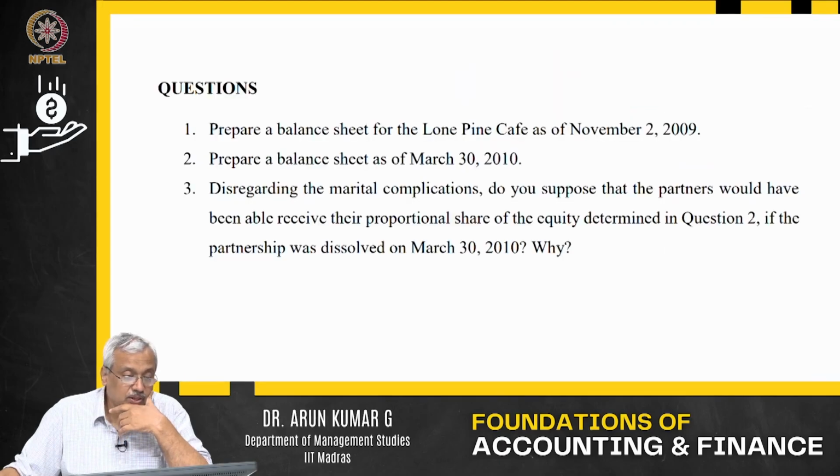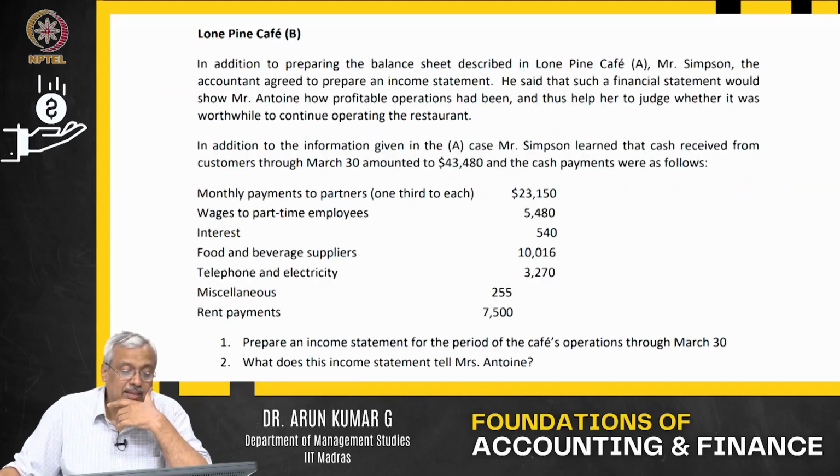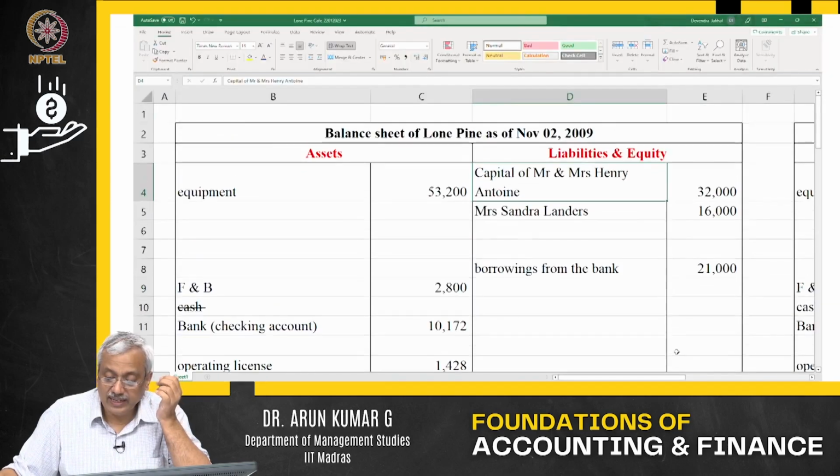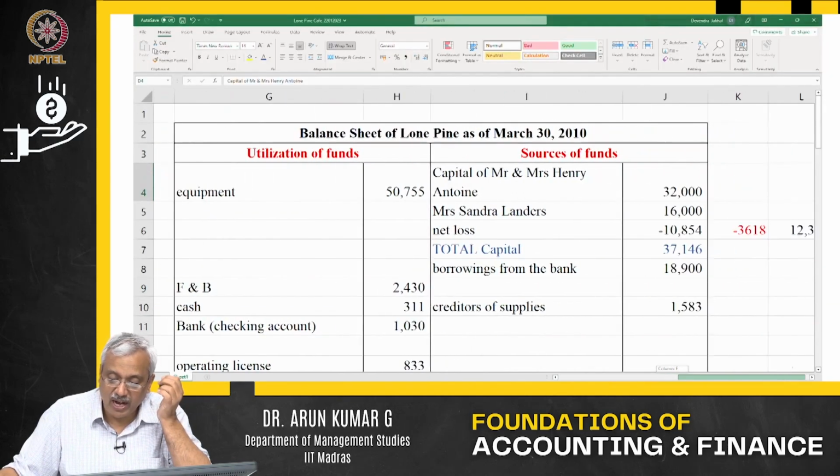Now, I would suggest you go to Lone Pine Cafe B part of it. What you see on the screen, Lone Pine Cafe B. So, what are we doing? In the earlier case, we saw that the entity has made a loss.